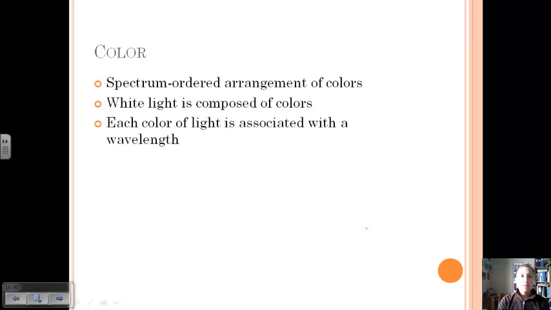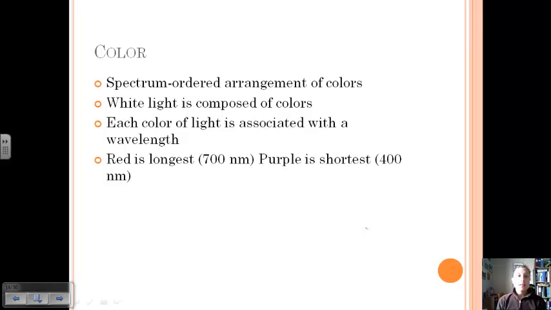Each color of light, red, orange, yellow, etc., is associated with a wavelength, and that also influences the frequency and the energy of the wave. Red has the longest wavelength at 700 nanometers. If you remember, 1 meter is equal to 1 times 10 to the 9th nanometers, so these are very small measurements. Purple is the shortest wavelength at 400 nanometers, and so that means that purple is higher in energy than red, and also has a higher frequency, meaning more waves pass by a specific spot in the same amount of time. Red has a lower frequency, fewer waves, because of the longer wavelength.